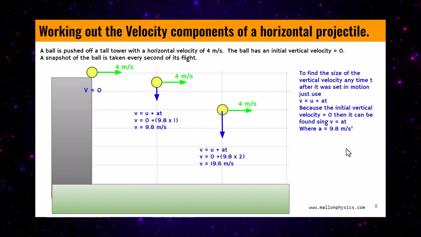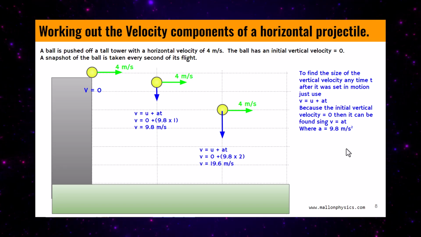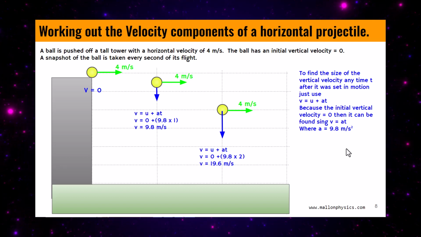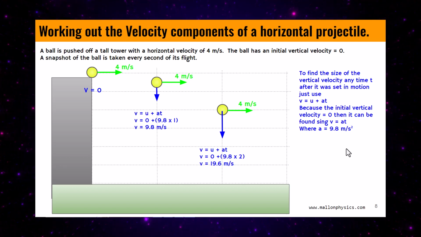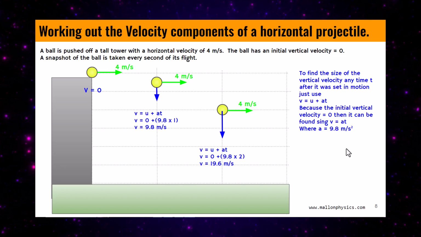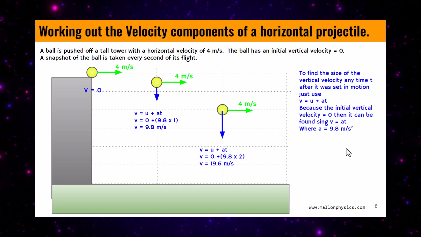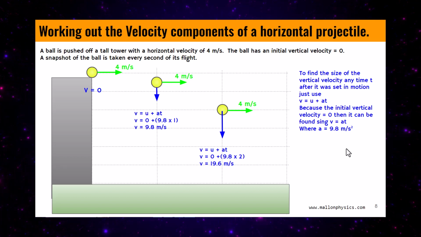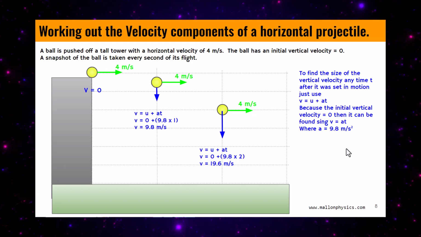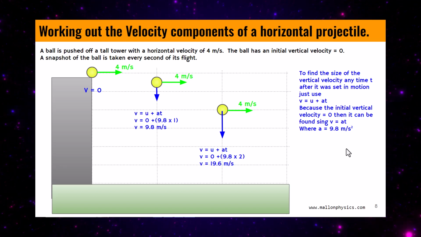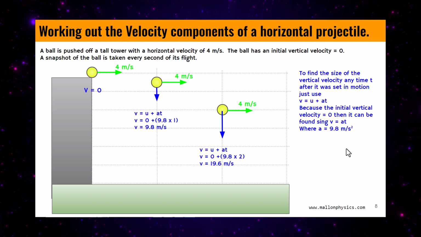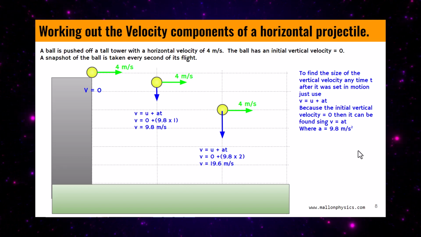The next second of the journey, once again, the horizontal velocity stays the same because there's no acceleration in the horizontal part. But the vertical velocity has changed, and it's changed since the beginning. We say v equals u plus at. It's been in flight for 2 seconds, so the equation now becomes v equals 0 plus 9.8 times 2, and we have a new vertical velocity of 19.6 meters per second.